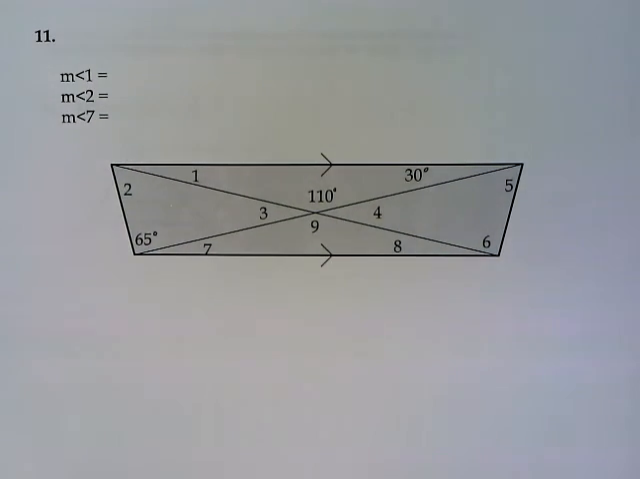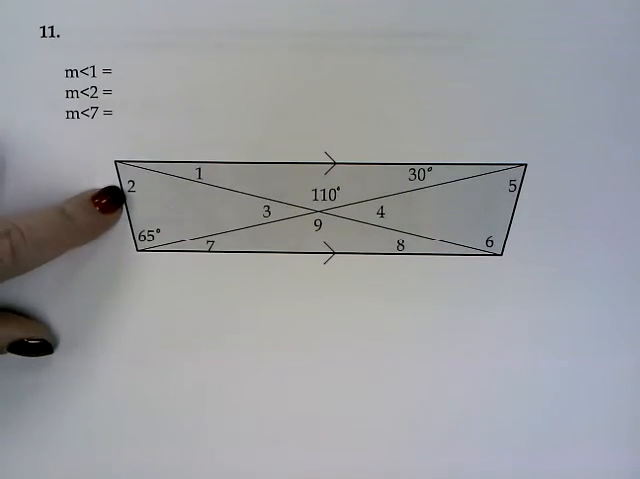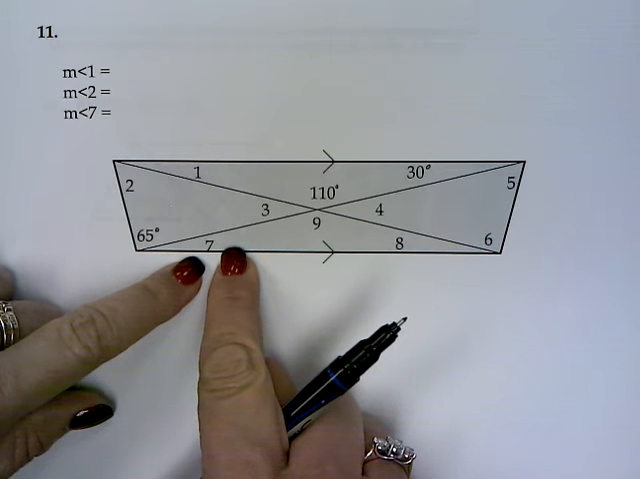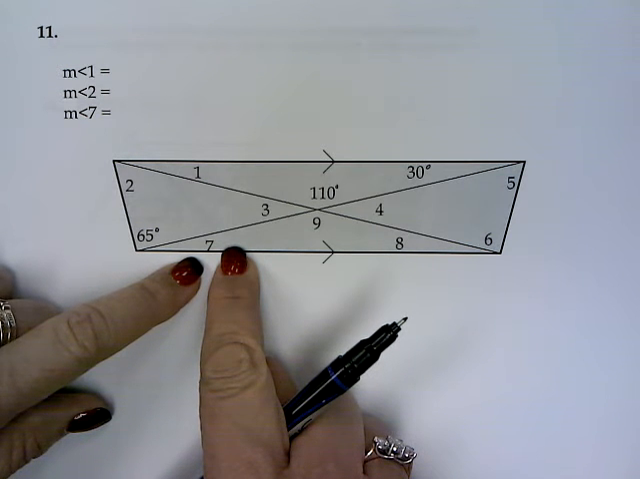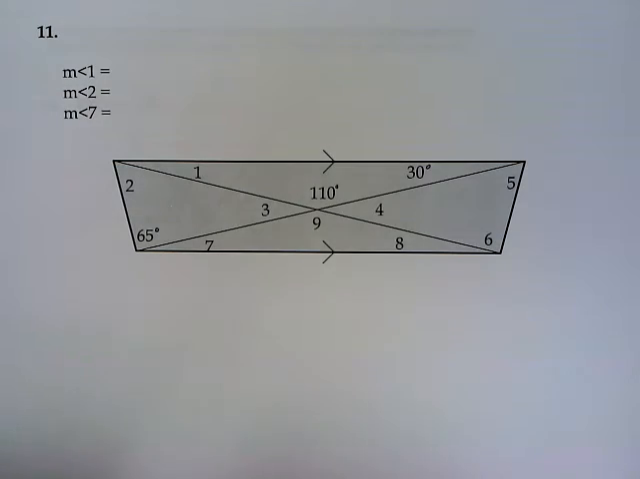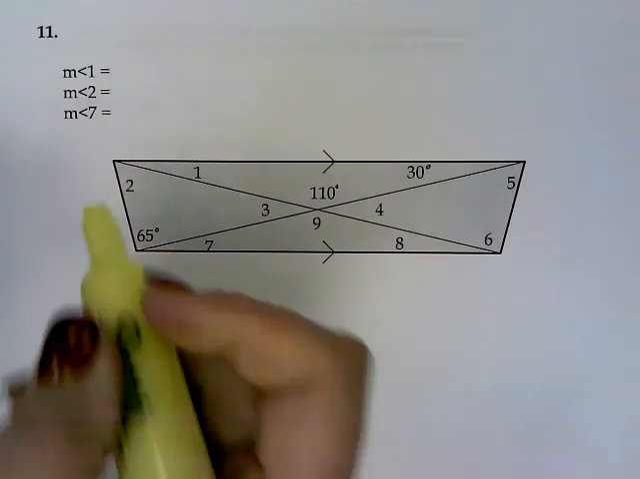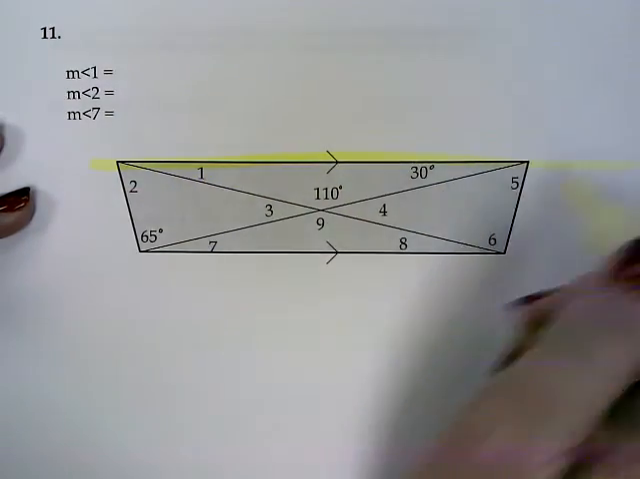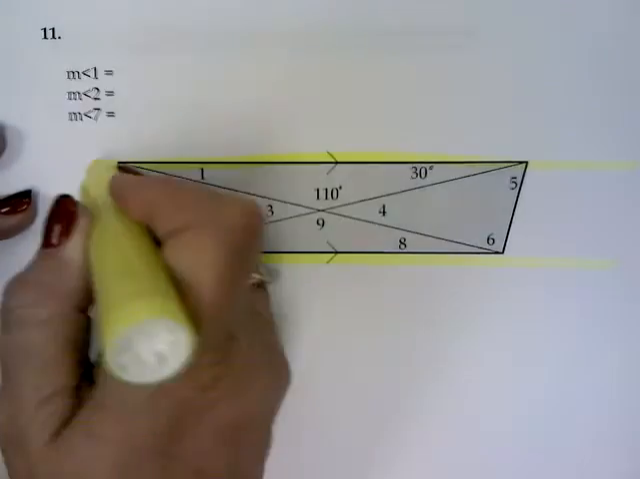This one right here is just kind of reiterating how to find all the angle measures that we know. So we want to find 1, 2, and 7. So the first thing I know is, I've got parallel lines. I like to highlight my parallel lines so I can see them and I don't forget about them. That's my own personal deal. You don't have to do that, but I like to highlight them so I can see them.